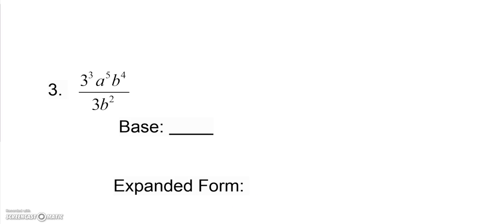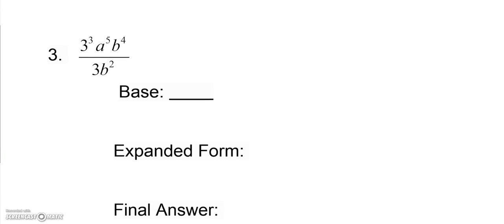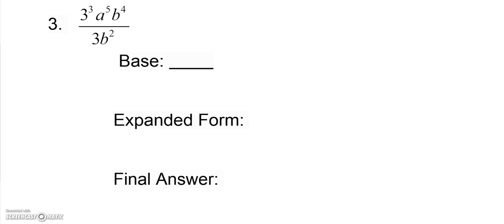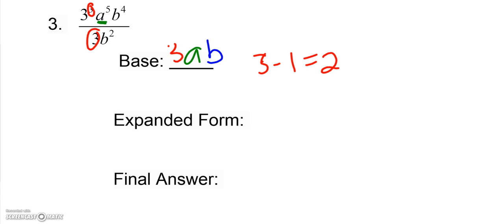Okay, next one. I got 3 cubed, a to the 5th, b to the 4th, all over 3b squared. So I have a base of 3, I have a base of a, and I have a base of b. So now looking at the 3's, I have 3 cubed and 3 to the first power. So I'm going to do 3 minus 1, which is equal to 2. Alright, then I have a to the 5th. This one's by itself, so it's going to stay where it's at.